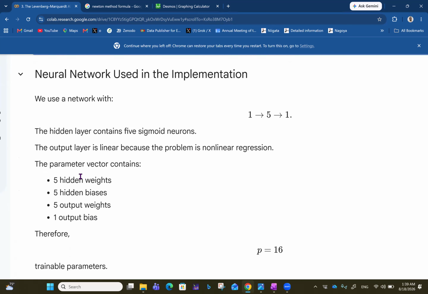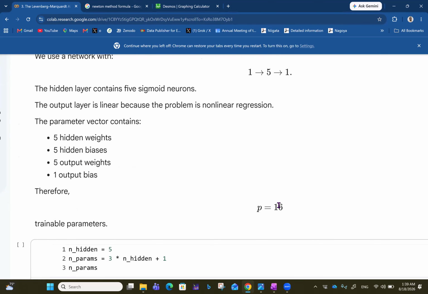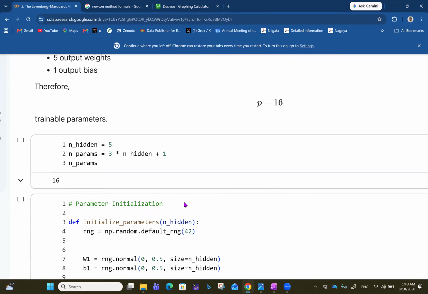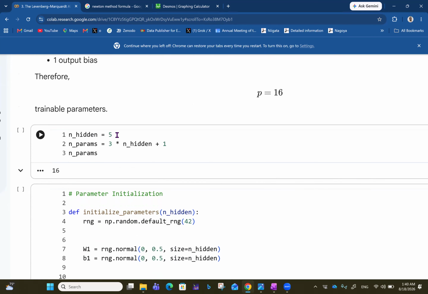So altogether, we have 16 parameters. Therefore, P is equal to 16 trainable parameters because we have five hidden weights, five hidden biases, five output weights, and one output bias. So P is 16 for trainable parameters. In this case, N hidden is 5. The number of parameters will be 3 times the number of hidden plus an extra one. Then we have the number of parameters printed to be 16 like that.